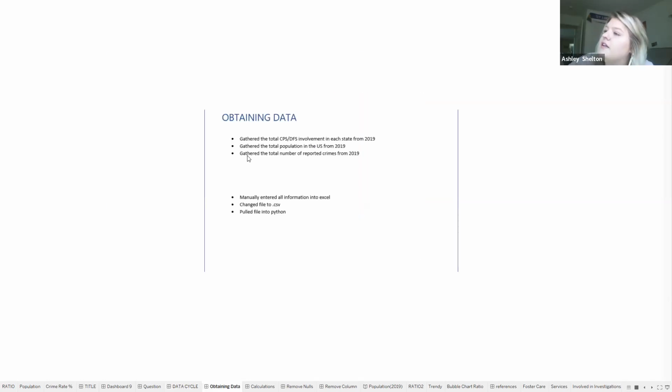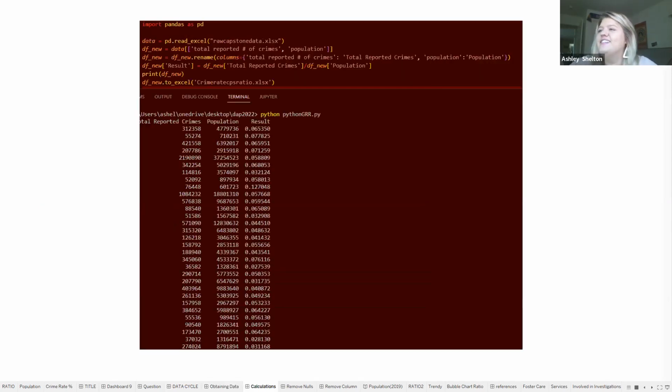So this is all the information that I got, which I just said, and I pulled that into Python. So here is where I actually do my calculations to find my ratio. Here you can see I've taken the total reported number of crimes and divided that by the population. And then I also take the total CPS involvement and divide that by the population, and ultimately divide the two outcomes of that and get my final ratio.